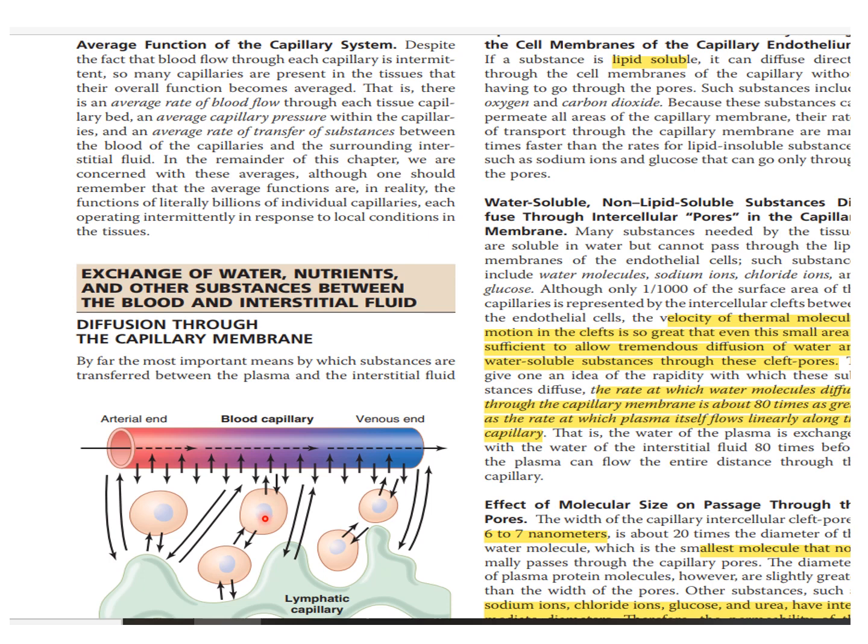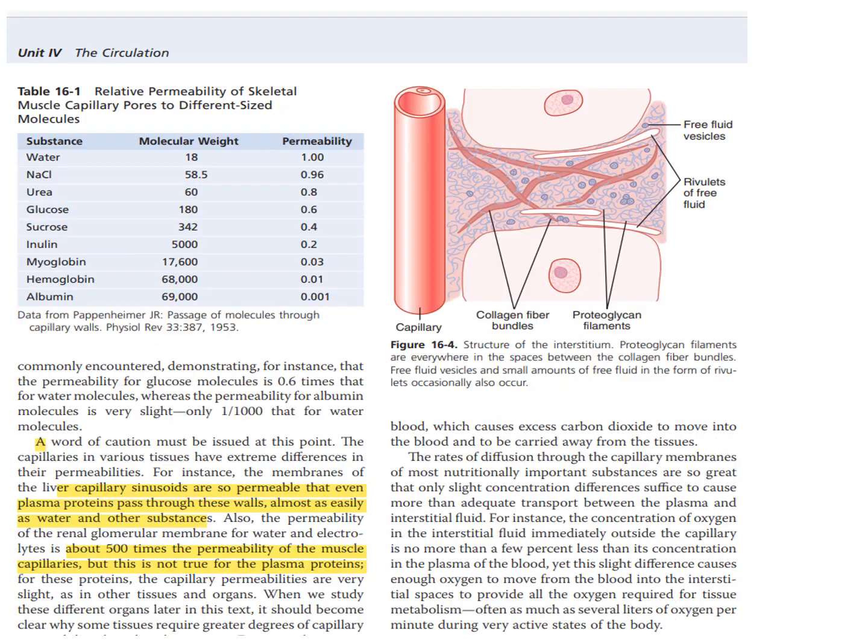Now the normal rules apply here also, like lipid solubility. If you are lipid soluble, you pass very fast, like oxygen and carbon dioxide. If you are of small size, you pass very fast. So the next slide is all about size and molecular weight. The smallest molecule is water. The capillary pore is around 6 to 7 nanometers and water is 20 times smaller, so it can pass very fast. So its permeability is like 1. As you can see, as the molecular weight increases, the permeability decreases.